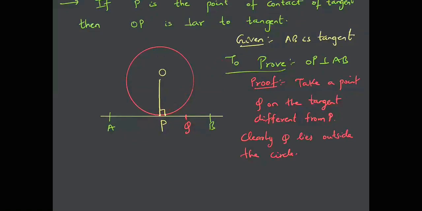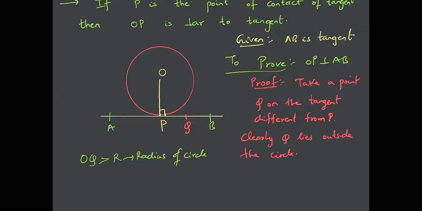I'll just repeat it again. Had Q been inside the circle, and since P and Q are points on this line, then if you join these 2 points, this won't be a tangent because it cuts the circle at 2 points. So Q has to be outside the circle. In fact, any point on this tangent apart from P is outside the circle. So since Q lies outside the circle, I can say that OQ is greater than R, where R is the radius of the circle.